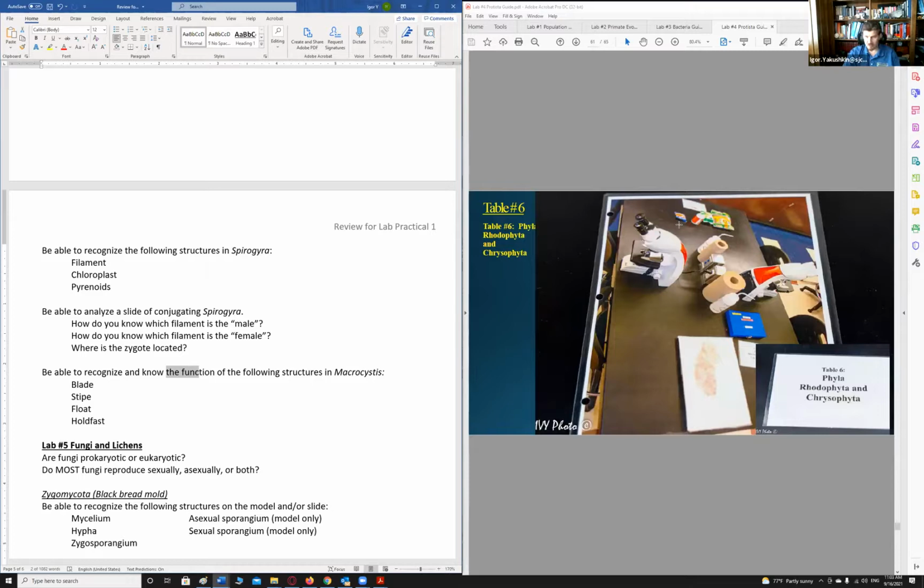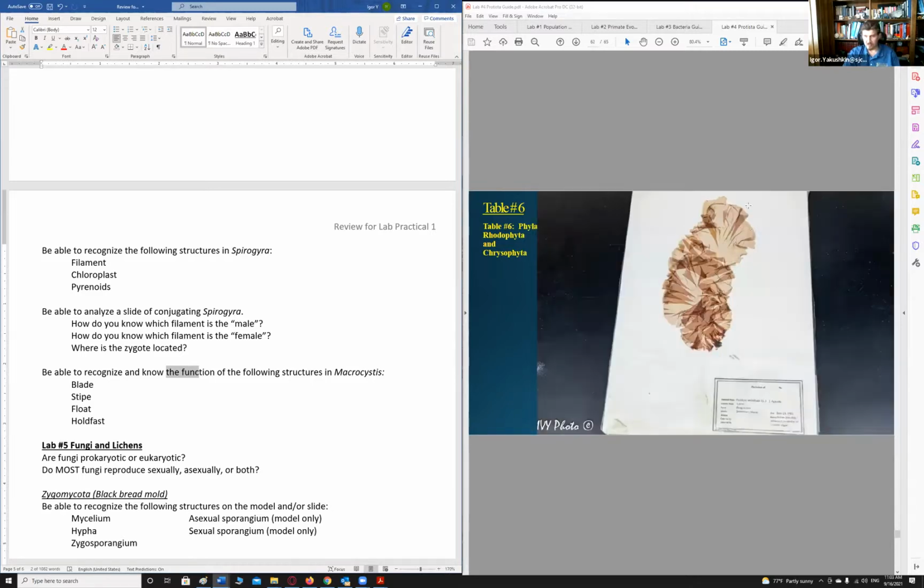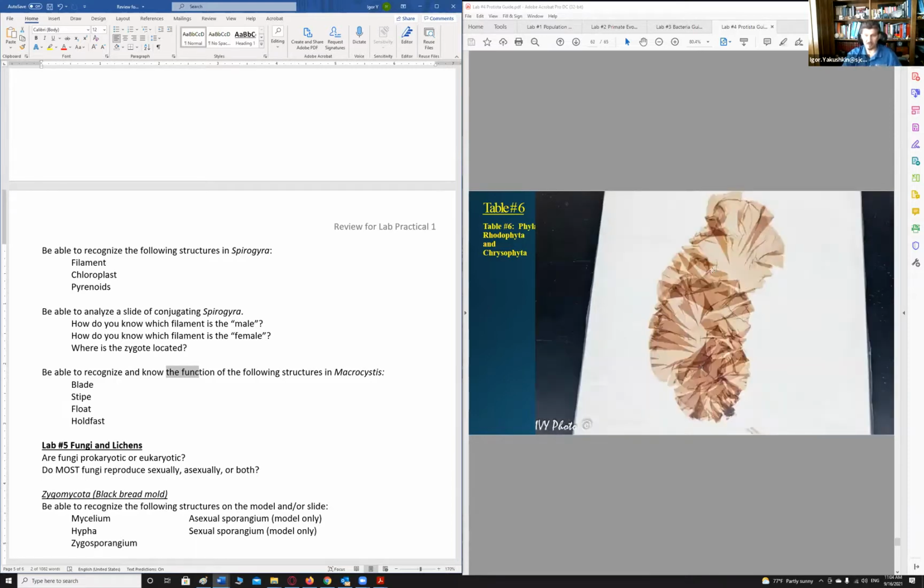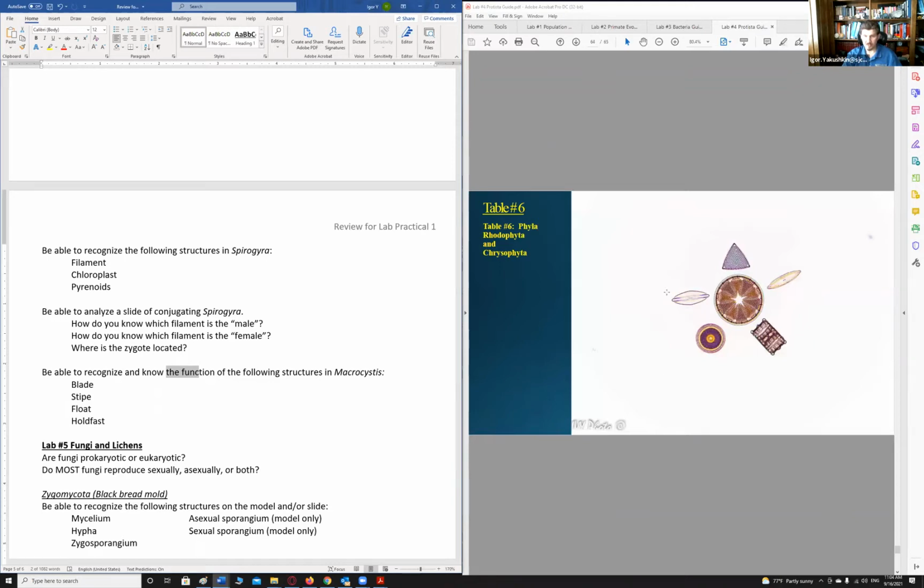Rhodophyta, as well as the Chrysophyta. So here we're looking at the Porphyra, and Porphyra has a reddish tint to it, because once again it's using a different set of pigments. Green algae is using chlorophyll; red algae, in addition to the chlorophyll, are using red pigments. And then we have the diatoms. Of course, we talk about the diatoms.